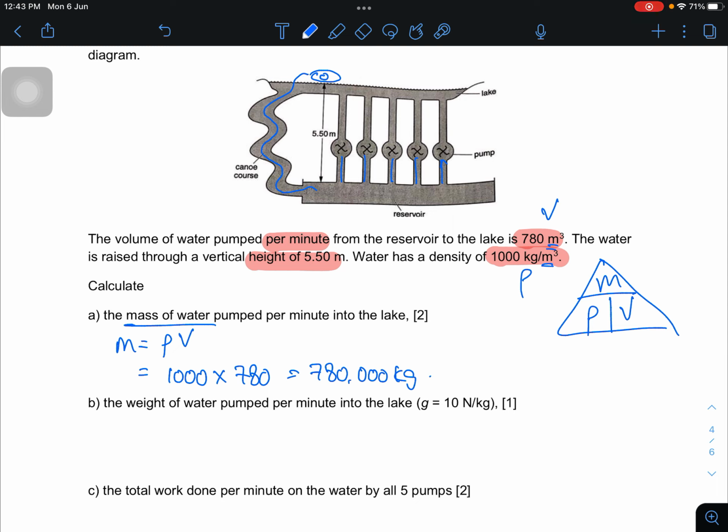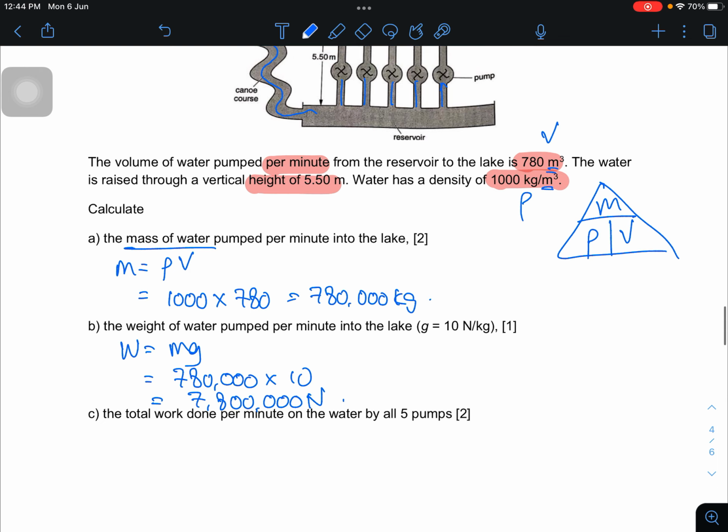The weight of water pumped per minute. You already found the mass, they want you to find the weight. Weight equals mg, right? Let me write it out first, keep the habit. mg equals 780,000 multiplied by 10. So in this case it is 7.8 million Newton.